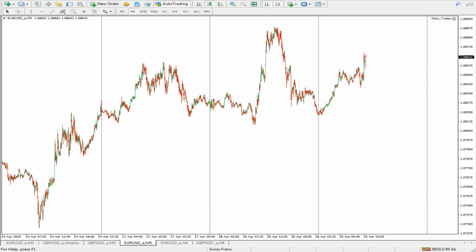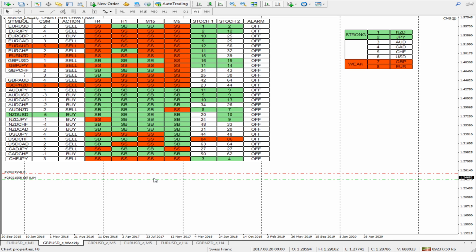So let's see what we have. We'll look at the strength meter. Let me load it on my screen first. We'll start with the pairs that are the strongest. Sorry, delete this first.